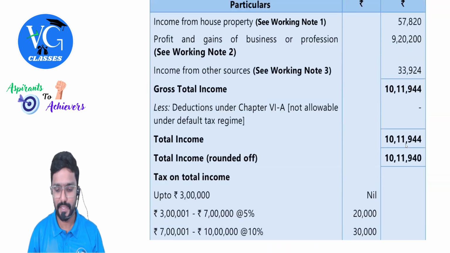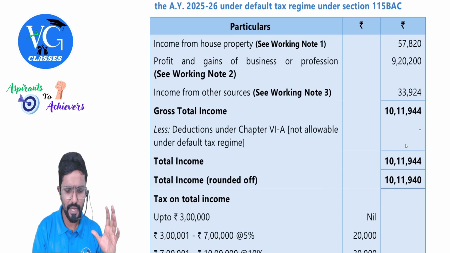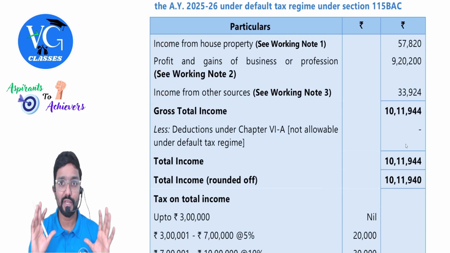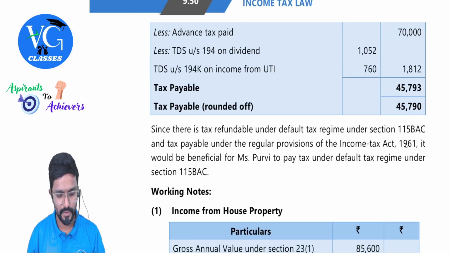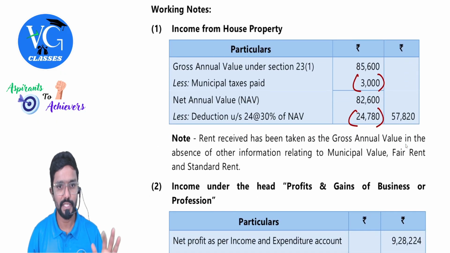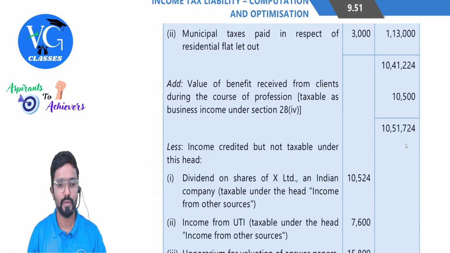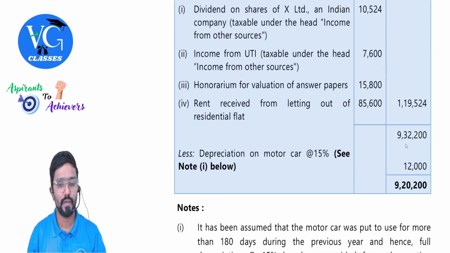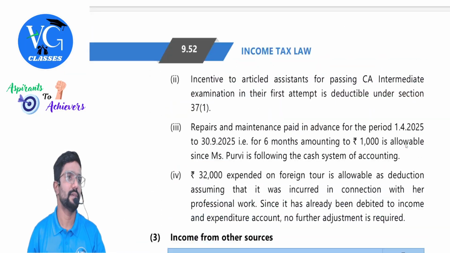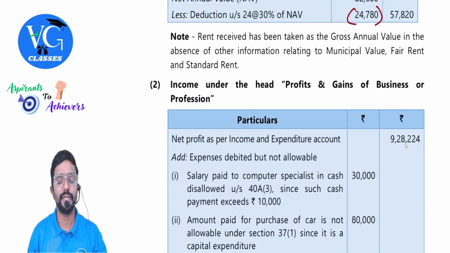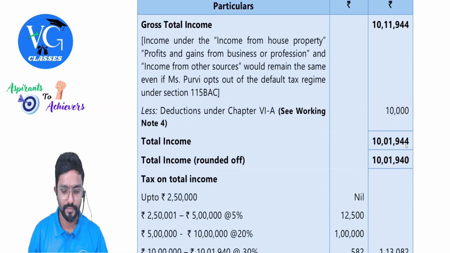Gross total income we are taking the same, 10 lakh 11,944. Is there any change in any of these figures? First cross check that. Okay, I will just go and see all these working notes. Just a minute. No change here. PGBP also, I guess, no change. Other sources also will be no change, I guess. Okay, no change, guys. Gross total income, no change. But deductions will come into the picture now.